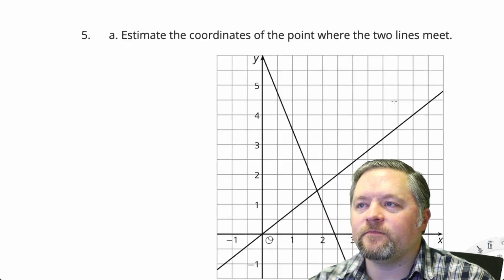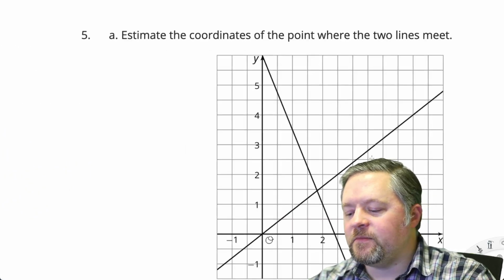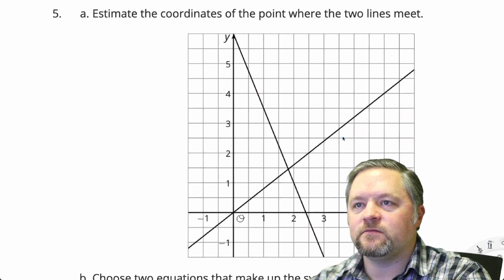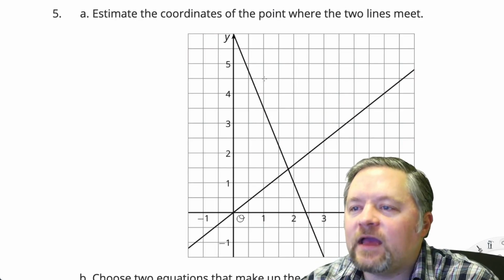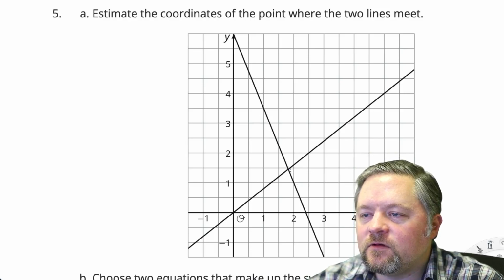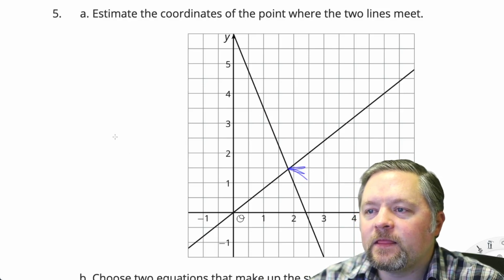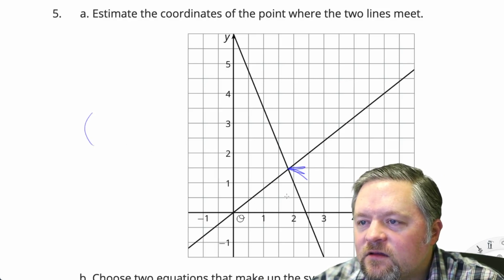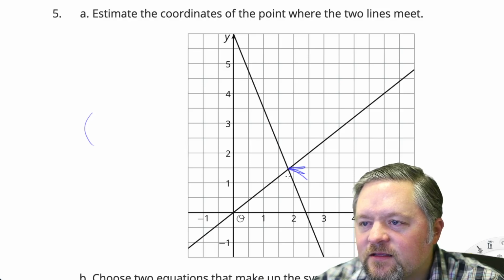Now, what have we got? Estimate the coordinates where the two lines meet. Okay, where is it? Well, I'd say it's right about there. If we are supposed to estimate that, I'm going to call that 1 point. Looks like maybe a little over.